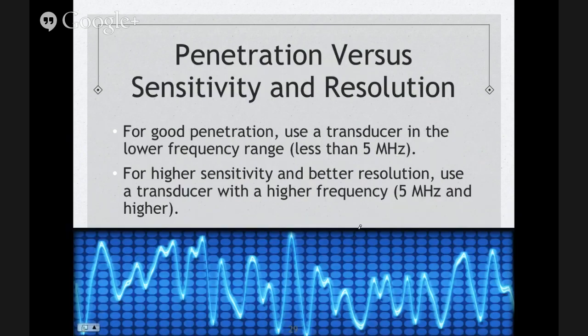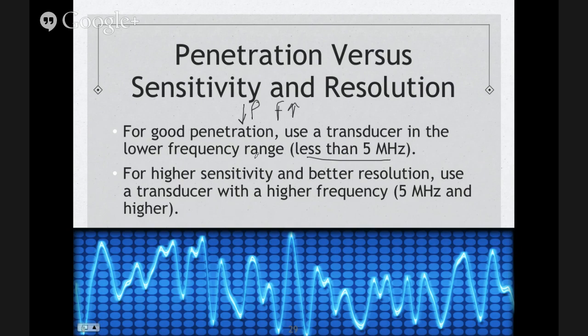Penetration versus sensitivity and resolution. For good penetration, use a transducer in the lower frequency range, less than 5 megahertz. So again, penetration and frequency, as one goes down, the other one goes the opposite direction. You want good penetration, so your frequency has to go down. So you usually want to go less than 5 megahertz.